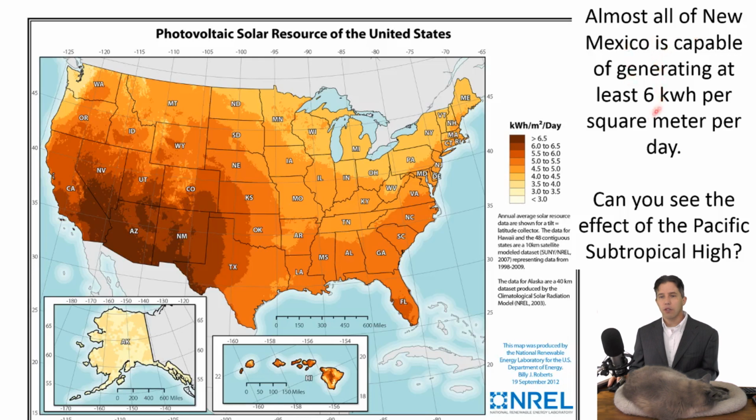Almost all of New Mexico is capable of generating at least 6 kilowatt hours per square meter per day, right? So if you had enough solar panels out there, you could generate 6 kilowatt hours for every square meter.